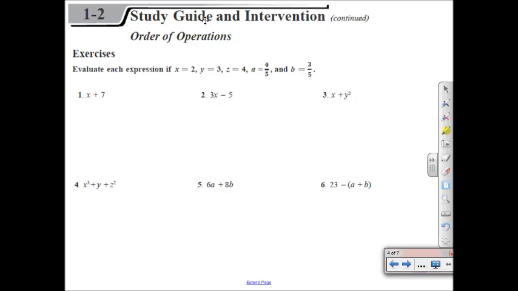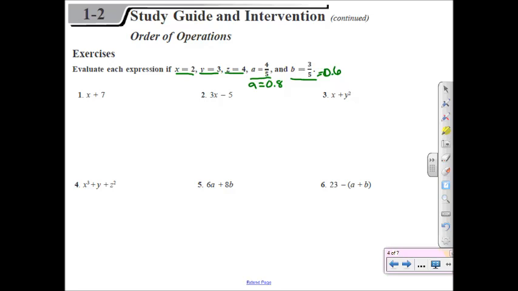So for all the problems that we're going to be doing, x is 2, y is 3, z is 4, a is 4/5, and b is 3/5. If you're someone who's really uncomfortable with fractions, you can change a into 0.8 by doing 4 divided by 5, and you could turn b into 0.6 by doing 3 divided by 5 on your calculator.